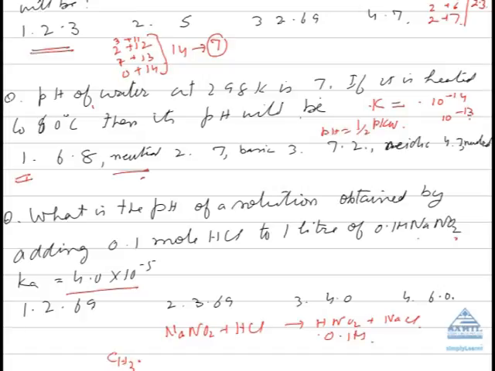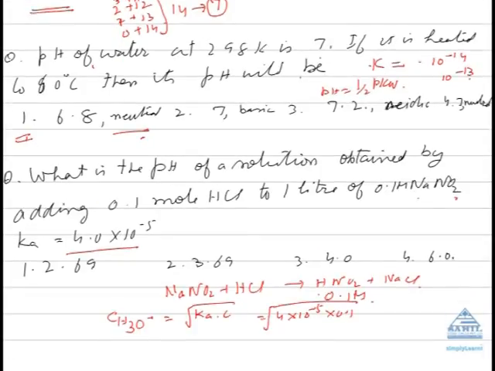So the concentration of hydronium ion in the case of weak acid is root of Ka into C. So 4 into 10 to the power minus 5 into 0.1 under the root. So it will be equal to 4 into 10 to the power minus 6 under the root. So it will be 2 into 10 to the power minus 3. So the answer will be 2.69.